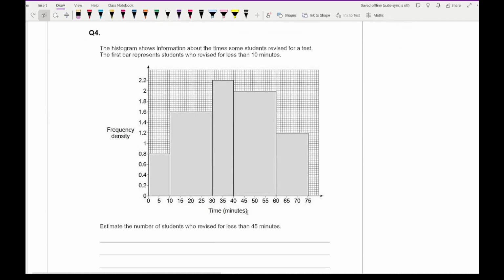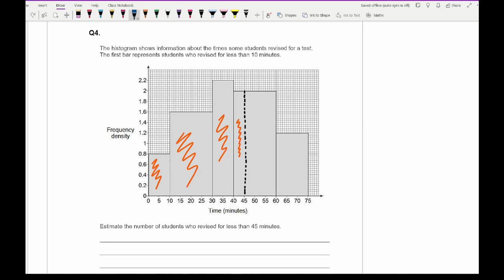Then moving on to question 4, it says the histogram shows information about the time some students revised for a test. The first bar represents the students who revised for less than 10 minutes. Estimate the number of students who revised less than 45 minutes. So what we need to do first is find 45, which is there. And if I just draw a line going down, what we need to do is work out the area of this bar, this bar, this bar, and this little part of the bar.